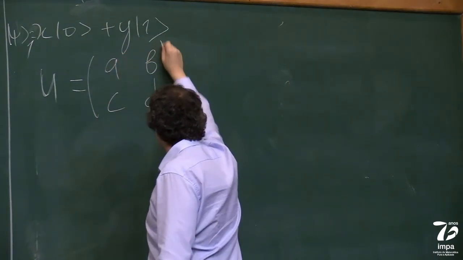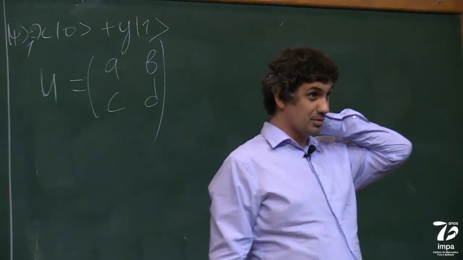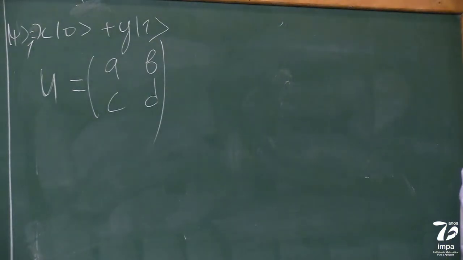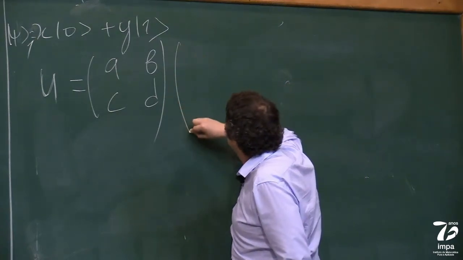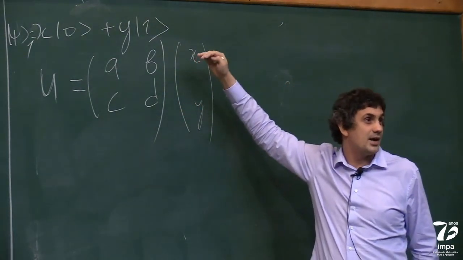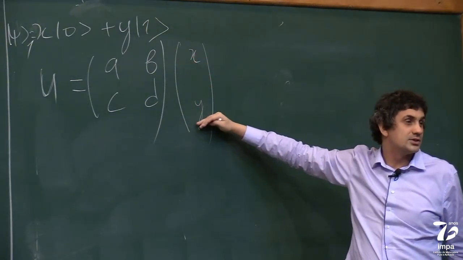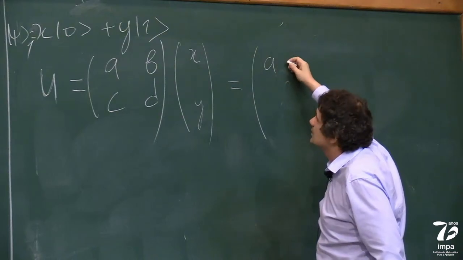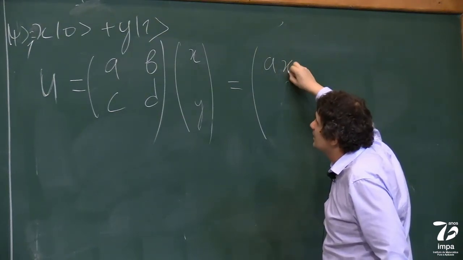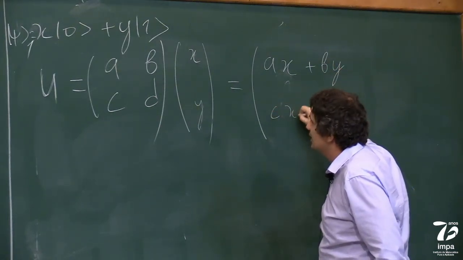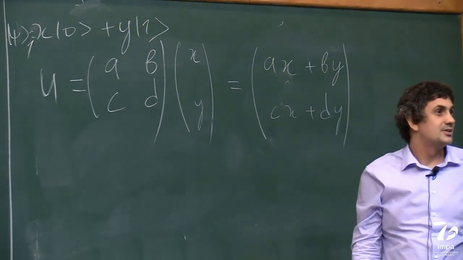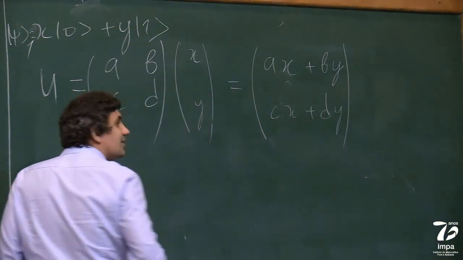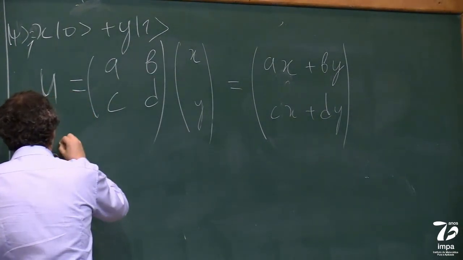A 2 by 2 matrix, so we have four complex numbers. Not all arbitrary four complex numbers give us a unitary matrix, but up to now let's be calm and assume that this matrix is unitary. Then you should consider its multiplication on (x, y), thinking that the first coordinate corresponds to the 0 vector and the second coordinate to the 1 vector. Then we have ax plus by, and cx plus dy. Now I will ask you a question, and I hope that you will answer, and I will not write it on the blackboard. If I start with 0, where will it go?